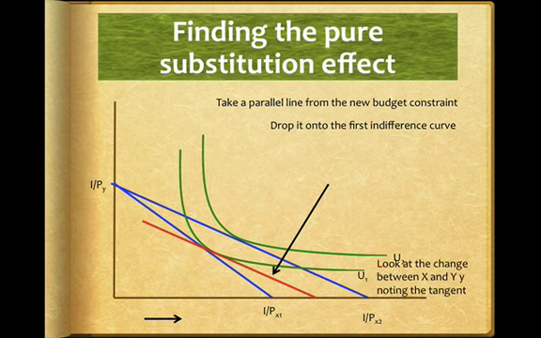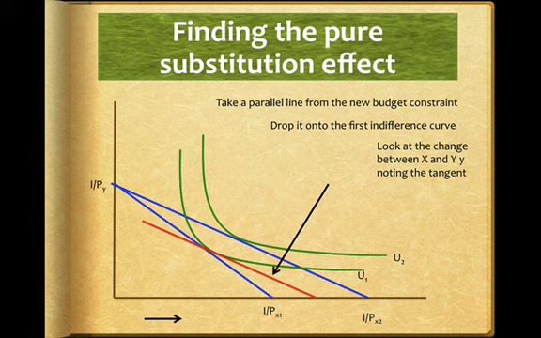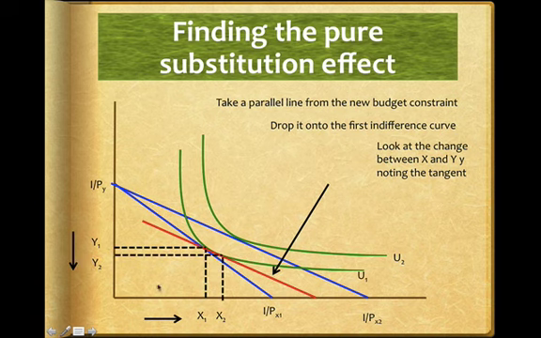So look at the change that is now happening between X and Y along the U1 indifference curve, noting the tangencies. Right, so we're going to move from a position of Y1, a bundle of Y1 that is bought initially in X1, over to Y2. So she's dropped the amount of books she's buying and purchasing more DVDs, because they've got cheaper, let's say, from X1 to X2. So there's a movement along the indifference curve.